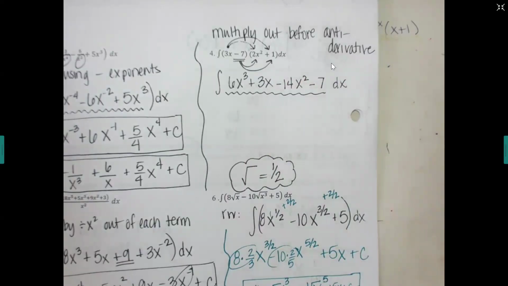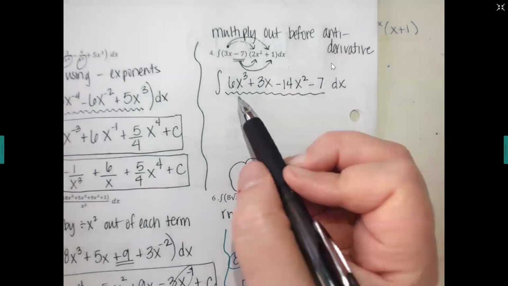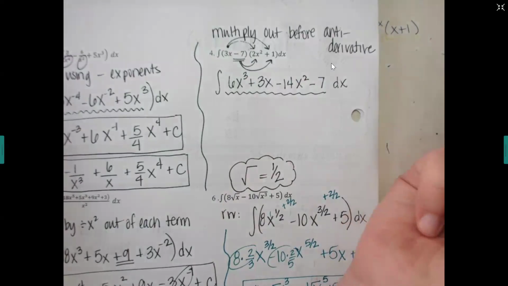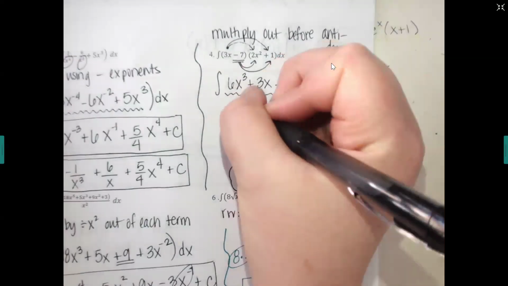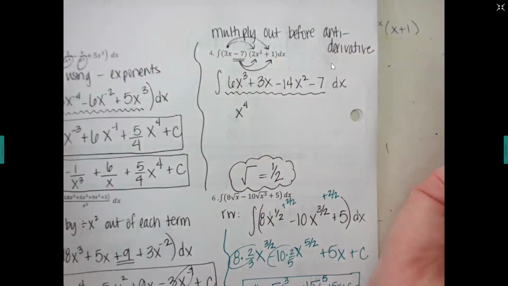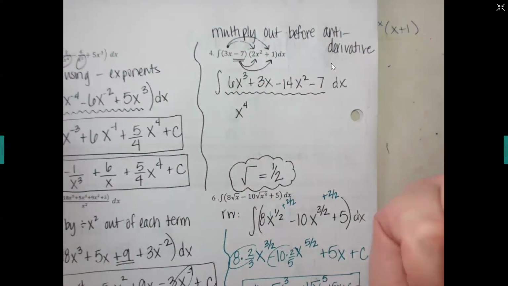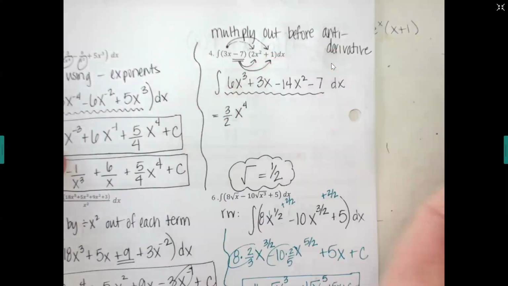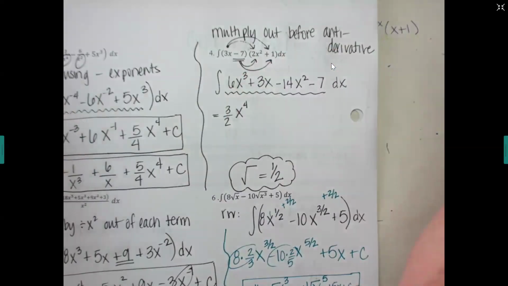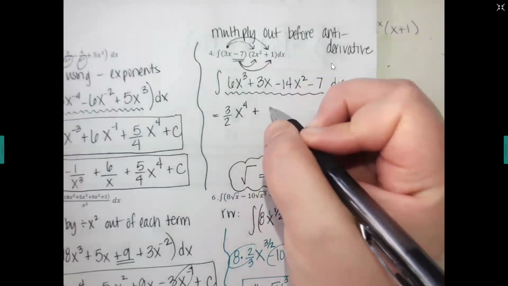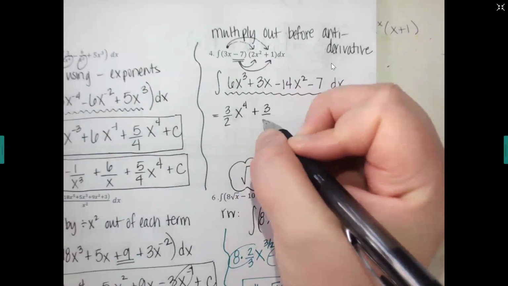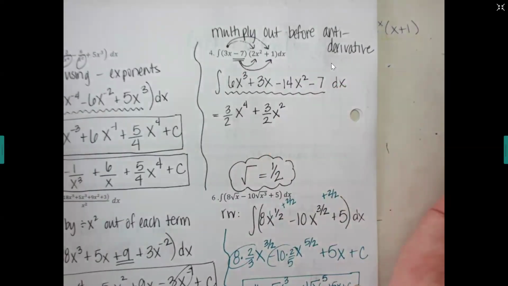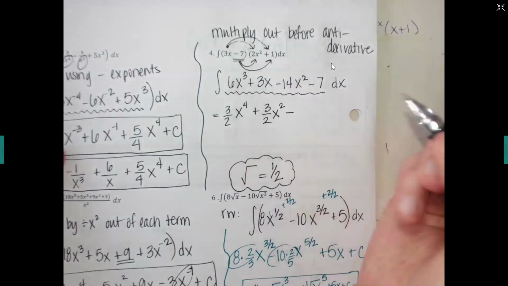From there, we're ready to do the antiderivative. So starting with the 6x cubed, what would the antiderivative of that be? x to the 4th, and then what would the front number be? 6/4, which can reduce to 3/2. Very good. Next term is a 3x antiderivative. What would it be? 3/2 x squared. Okay, think about the next term. What would it be?